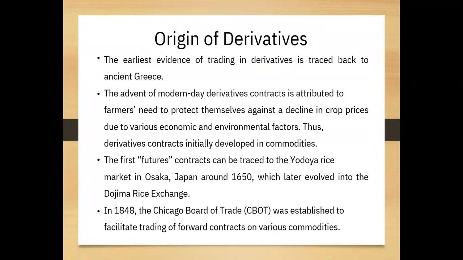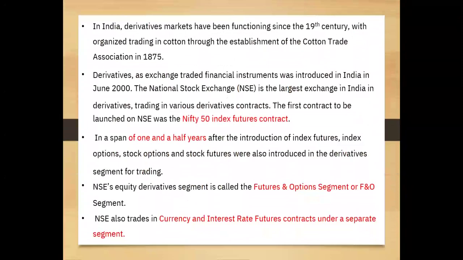In 1848, the Chicago Board of Trade was established to facilitate trading of forward contracts in various commodities as well. In India, the derivatives market has been functioning since the 19th century, with organized trading in cotton through the establishment of the Cotton Trade Association in 1875. Exchange traded financial derivatives were introduced in India in June 2000, about 20 years back.